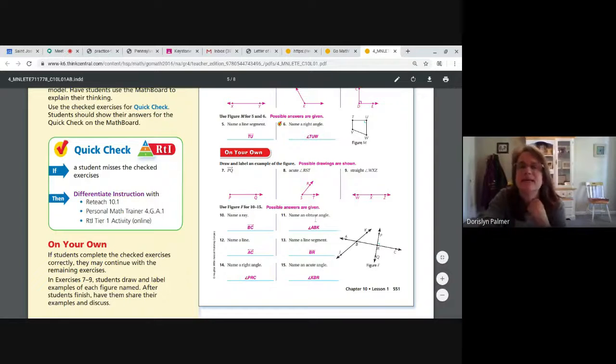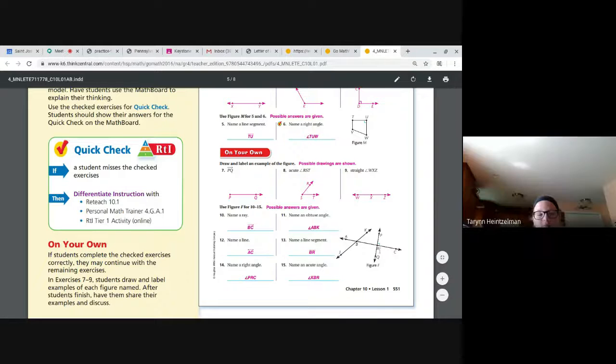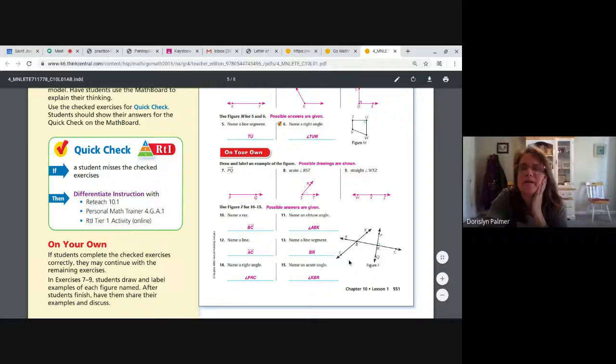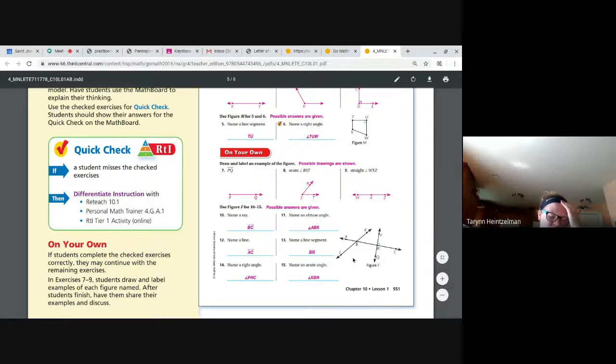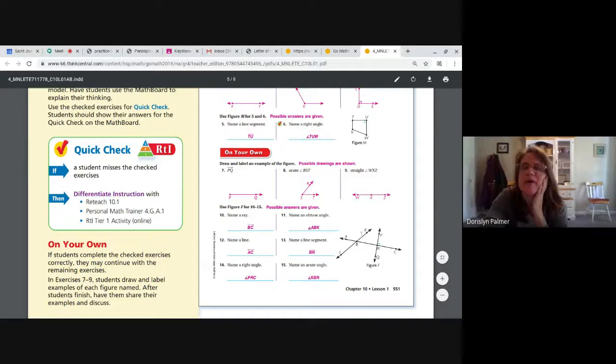Number 11 said name an obtuse angle. Our book gives us angle ABK. That's a good obtuse angle. There's another one. What is the other one? JBR. Angle JBR is also obtuse. Very good.